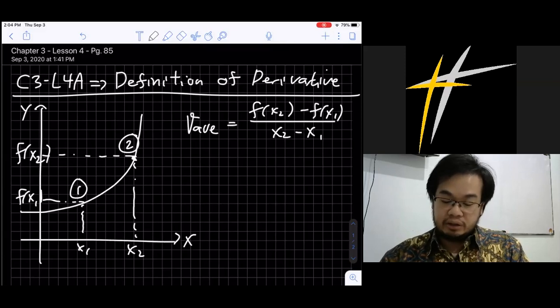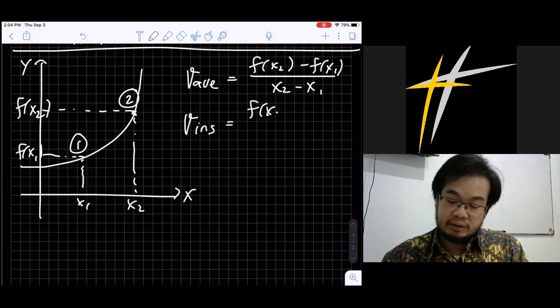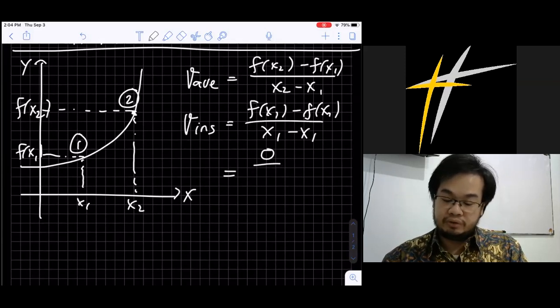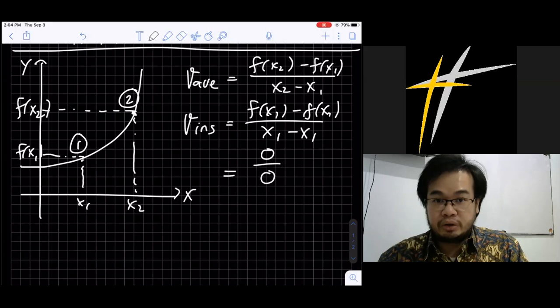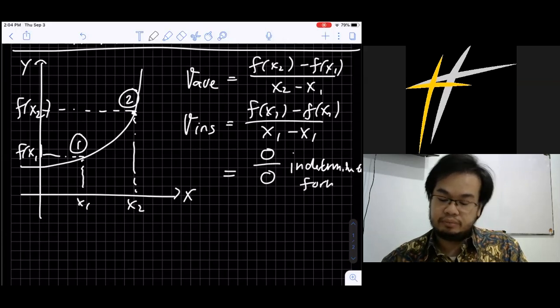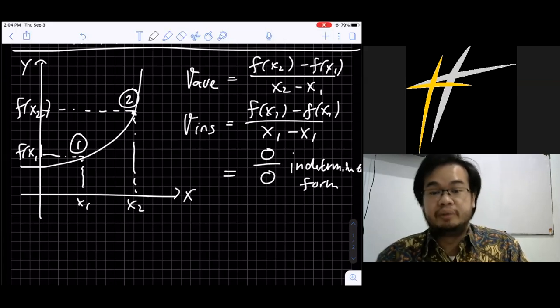So it means that if we use the same formula, then it's gonna be f of x1 minus f of x1 over x1 minus x1, which of course the result will be 0 over 0. Now, are you familiar with this? It's called indeterminate form, right? Indeterminate form. And in limit, we found a lot of indeterminate form.